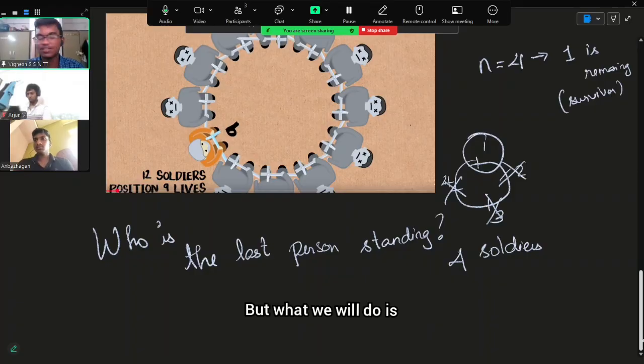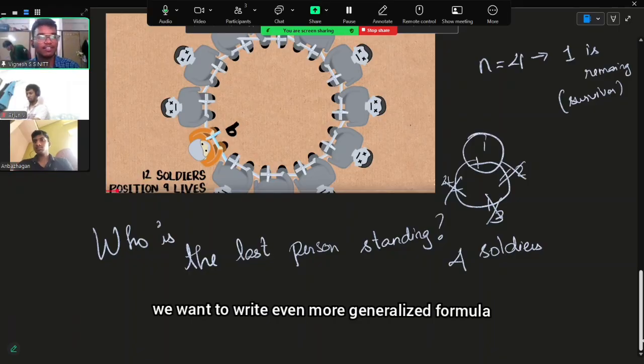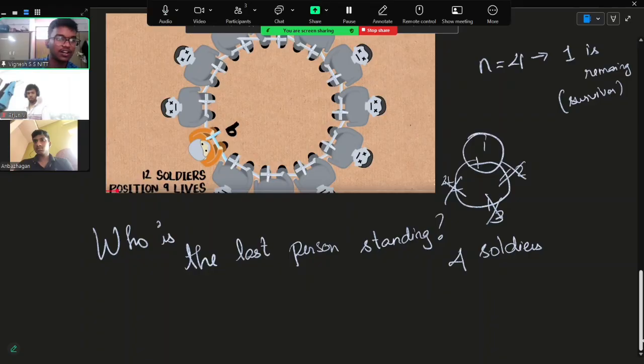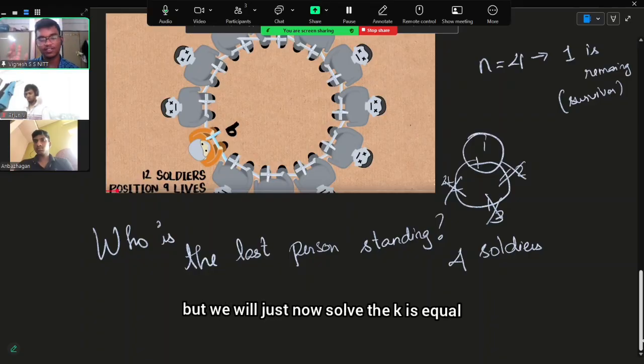But what we will do is we will change the k to 3, 4, 5, depending upon the user input. In that case, we want to write an even more generalized formula that we will do with the DSA, recursion, function calling and all. That we will look into later, but for now we'll just solve k equal to 2 using mathematics.